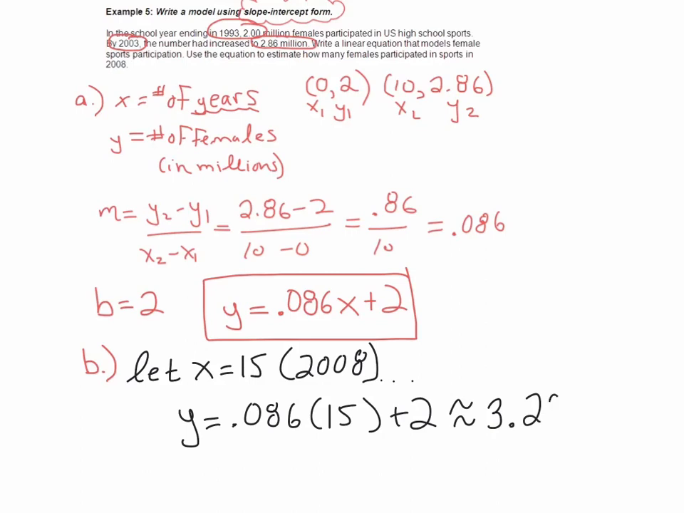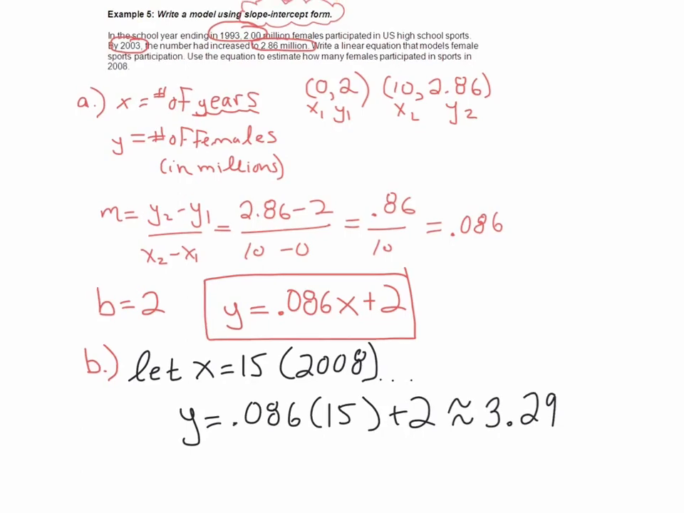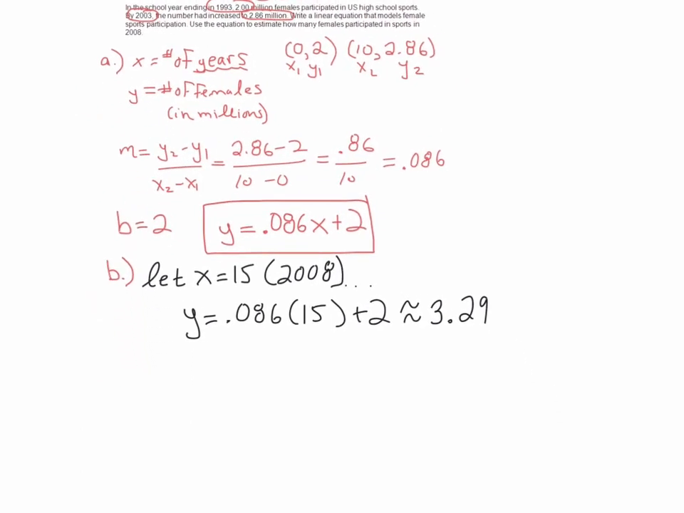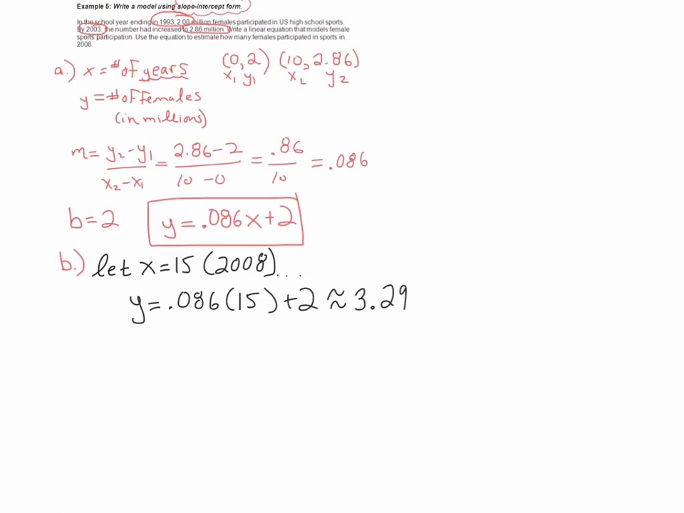But we got to be careful. Usually with word problems you want to answer in some sort of sentence. If I just use 3.29, it's like 3 1/3 females participated in high school sports in 2008. So leaving it just like that doesn't quite make sense. I have to add a little bit to it, right? So this is actually in millions, right?